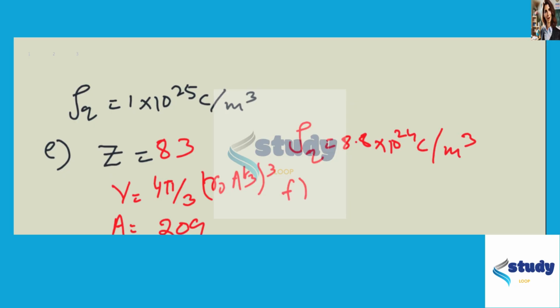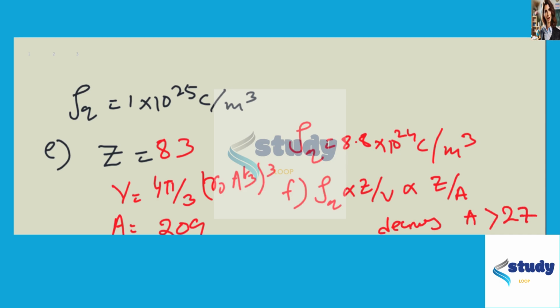For part F, we note that the charge density ρq is proportional to Z over V, and this is proportional to Z over A, which should gradually decrease since A is greater than 2Z for large nuclides.